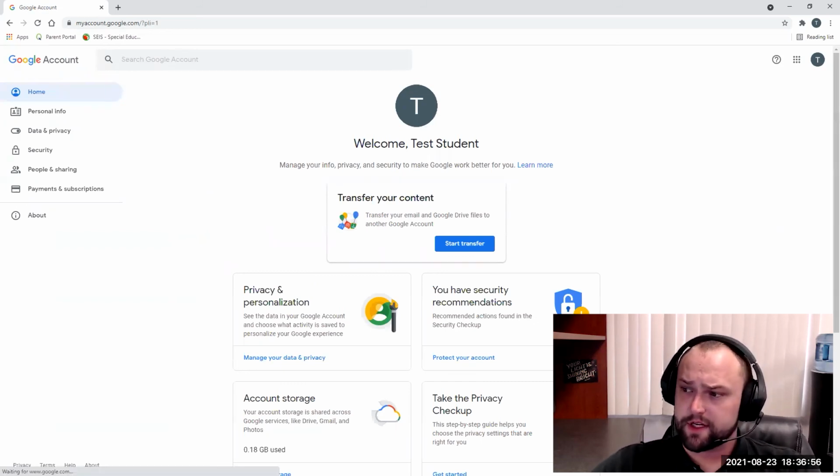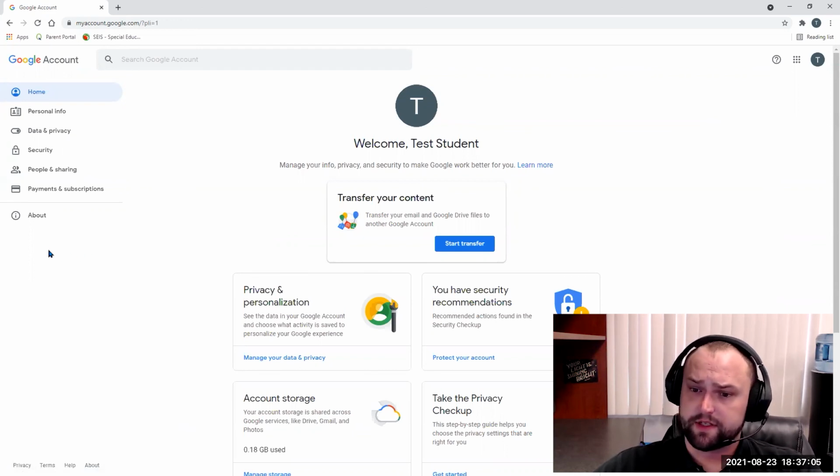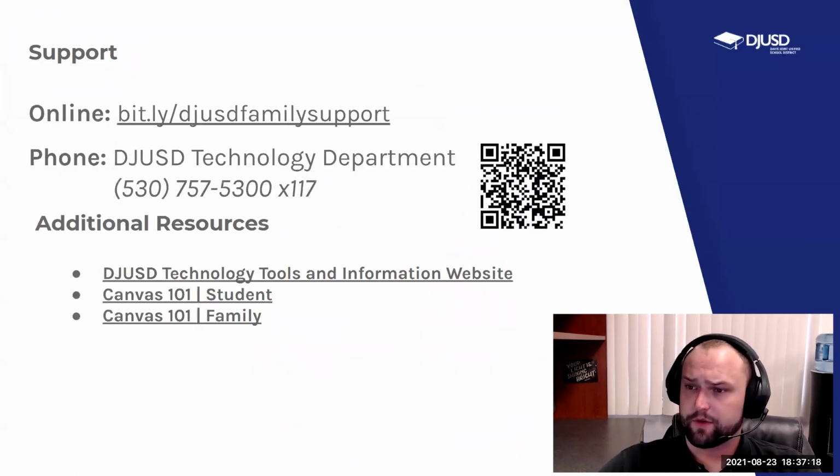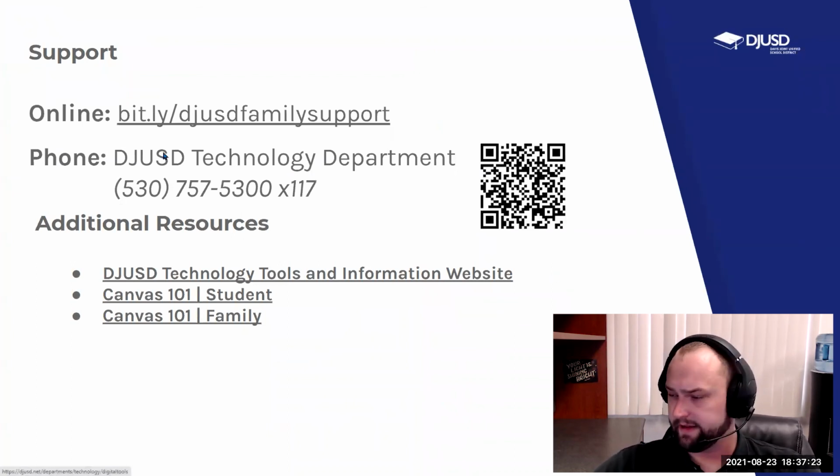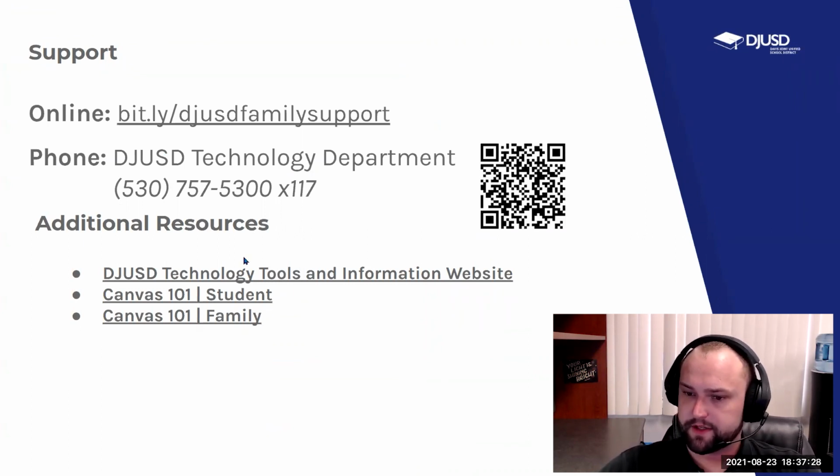If you don't know your DJUSD password or email, I will say the email is first initial, last initial, and then your student ID number, followed by djusdstudents.org. The password, though, I won't give that out in a public situation, so please open up a technology ticket, and we should be able to get that going for you, or call the technology department 8 a.m. to 4 p.m. Monday through Friday by calling 757-5300, extension 117.